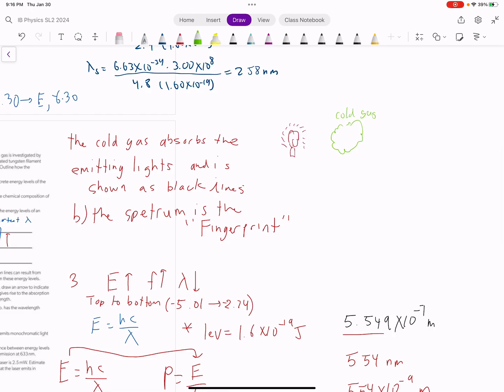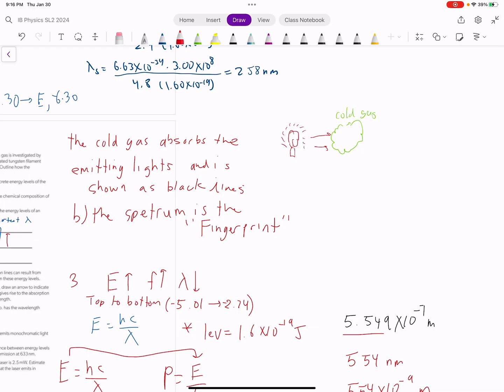The light shines into the cold gas, and then the cold gas absorbs. Okay, so the cold gas absorbs the light that is specific to that gas's spectrum. The light that is absorbed appears as black lines on a rainbow background.